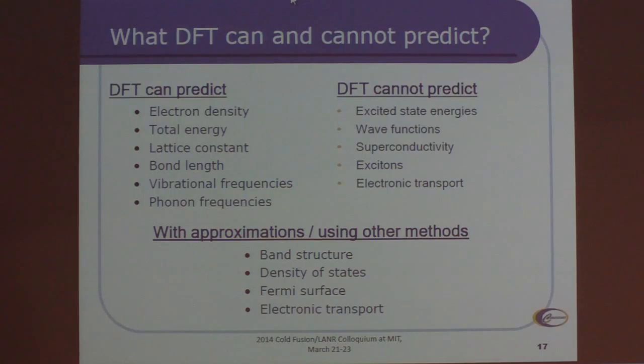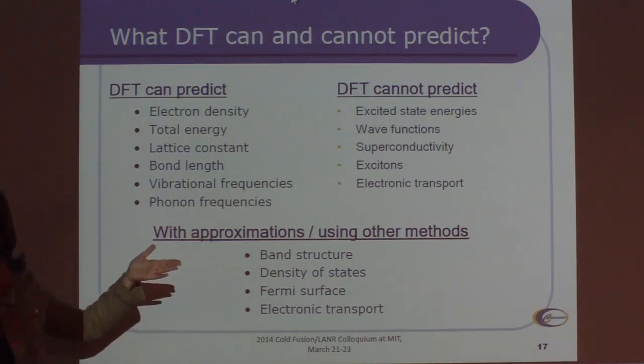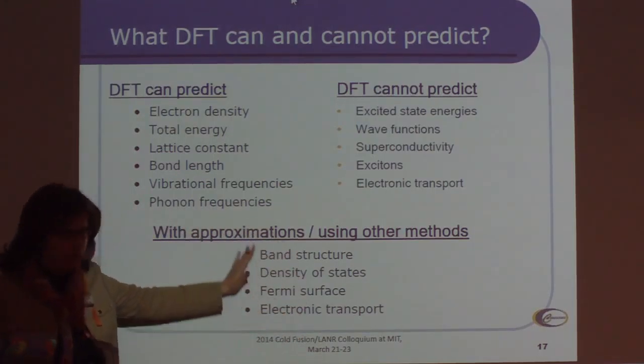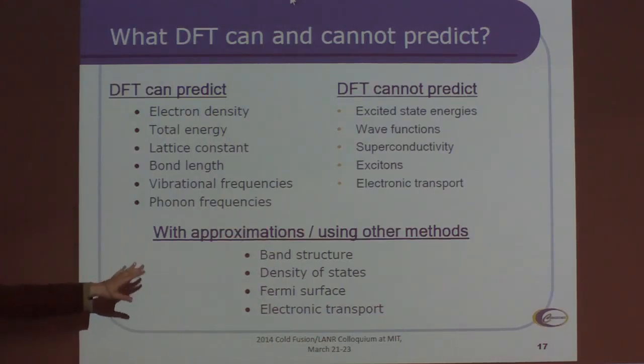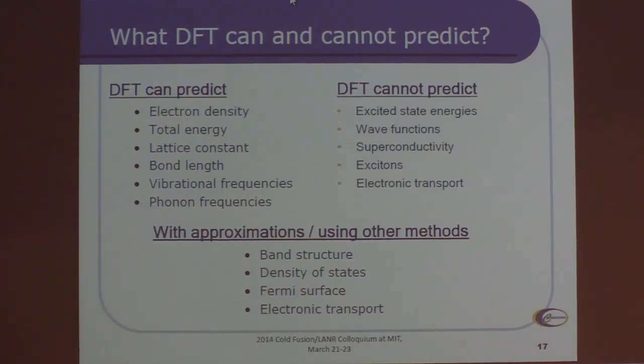We can't solve for the band structure. But with some certain approximations and using other methods, those numerical codes, software packages, they actually solve for all this I just mentioned, including Fermi surface, density of states, and transport. The electronic transport is usually solved with the, well, anyway, Green's function.